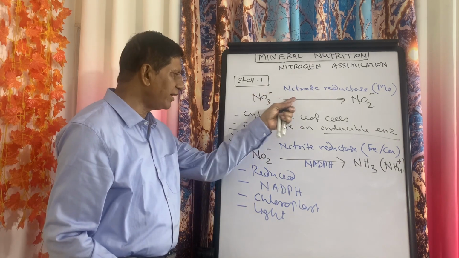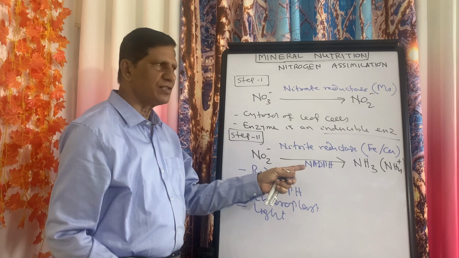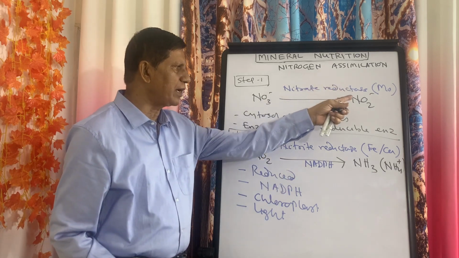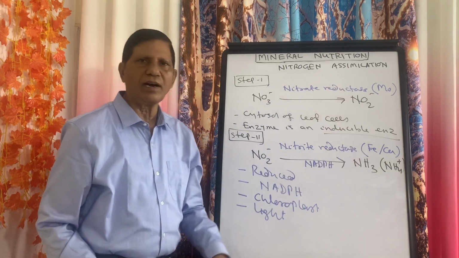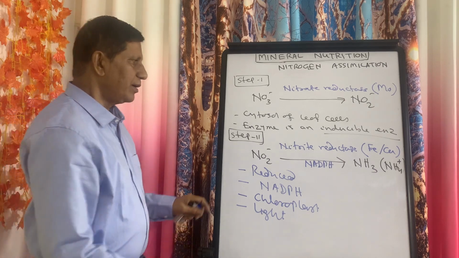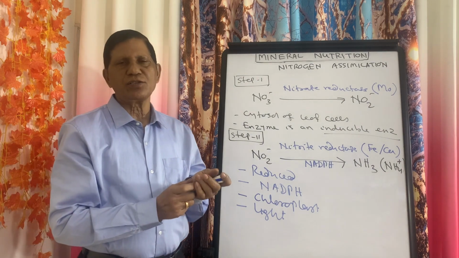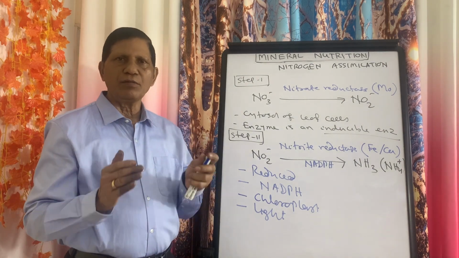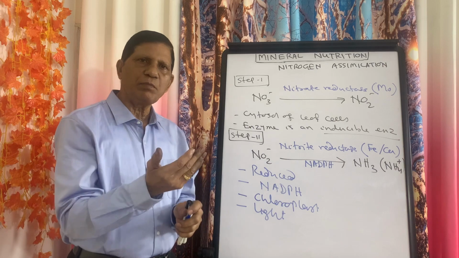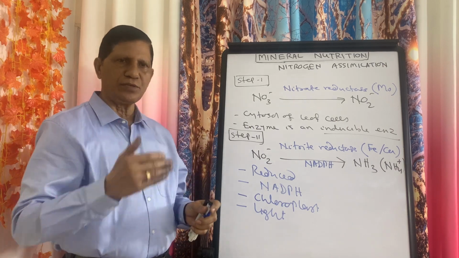This is nitrate reductase, and here the cofactors are molybdenum, and here the cofactors are iron and copper. Now, inside the chloroplast, the ammonium ions or ammonia is formed. Now, this ammonia can take part in the formation of amino acids.